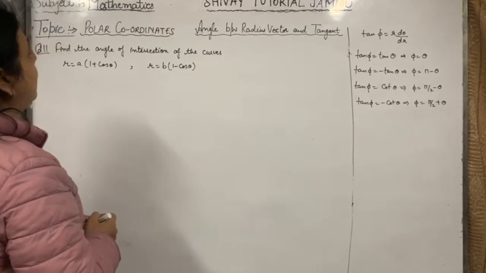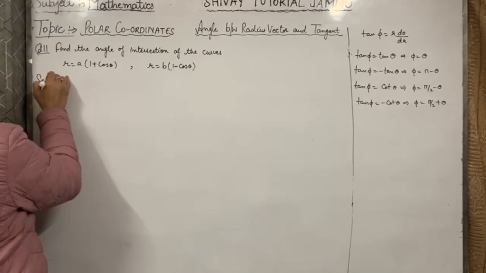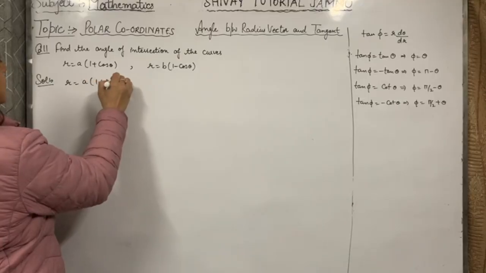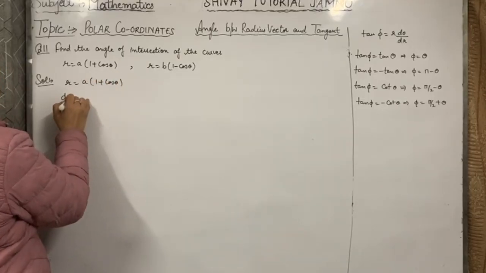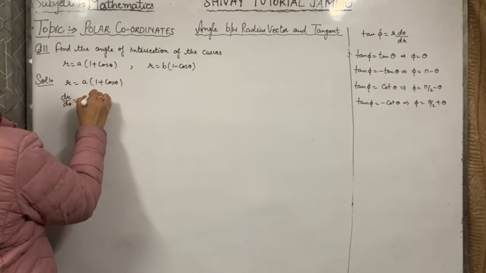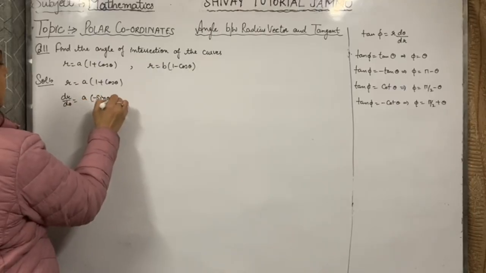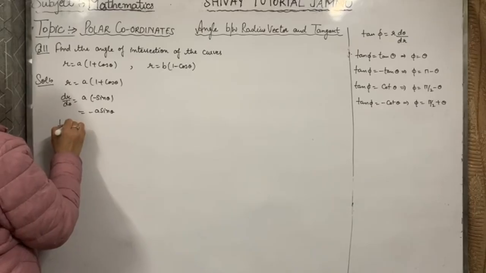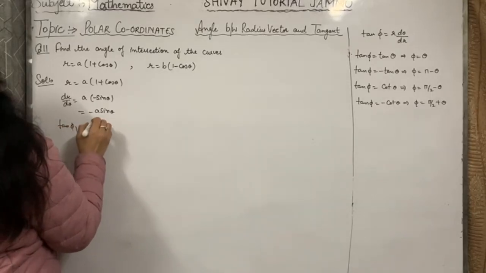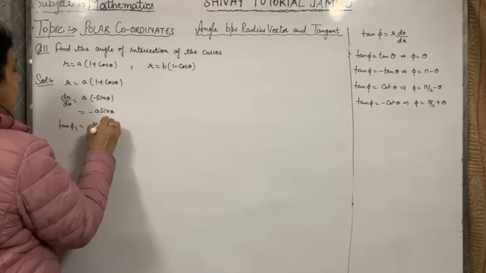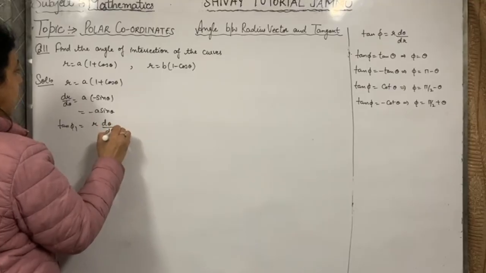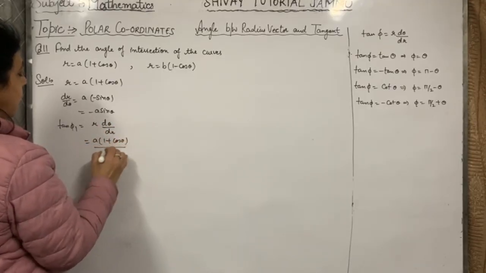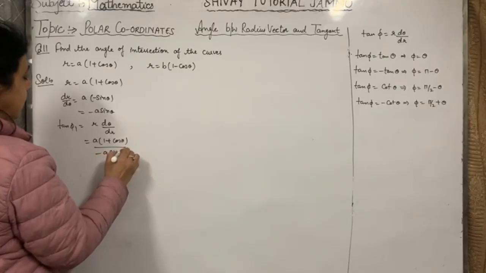Next, find the angle of intersection of the curves. There are two curves, therefore two angles. For r = a(1 + cos theta), dr by d theta is -a sin theta. What is tan phi 1? That is r d theta by dr, which is a(1 + cos theta) upon -a sin theta.